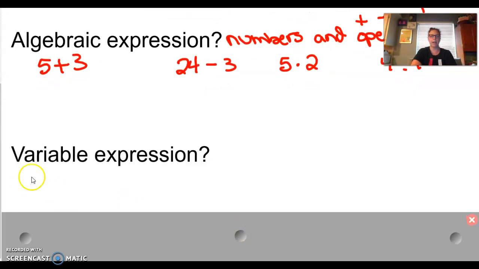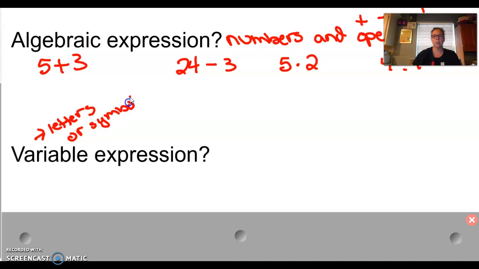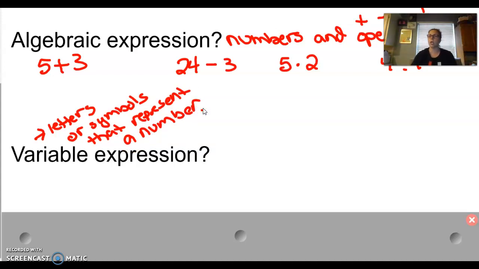A variable expression is the same, but it has a variable. Remember, variables are letters or symbols that represent a number. The most common ones, so when you were in elementary, they may have used a question mark or a smiley face or just a dash. Okay, now we're going to use like X, Y, Z. You can use any letter you want, okay?